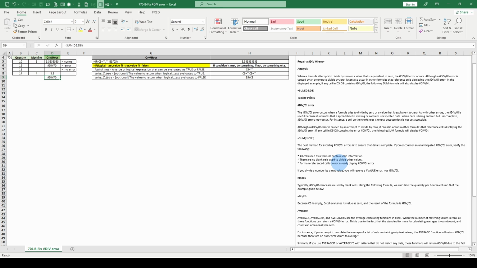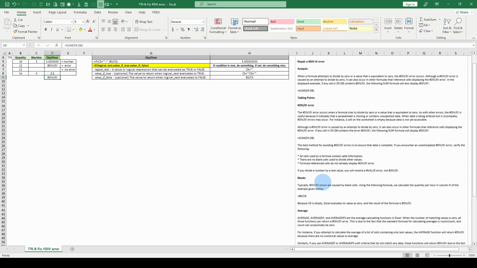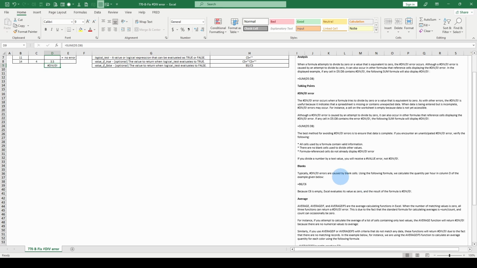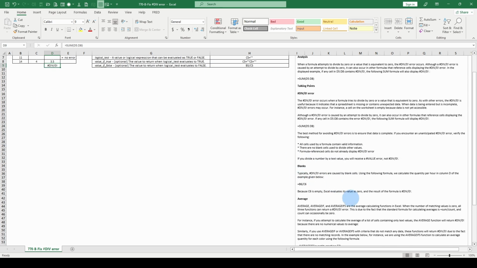All cells used by the formula contain valid information. There are no blank cells used to divide other values. That's what we're running into here. Formula reference cells do not already display div errors. Again, there's the other example. Div errors are caused by blank cells. Keep in mind, we have that count blank deal, but if you try to do anything within that blank, you may run into this div error.